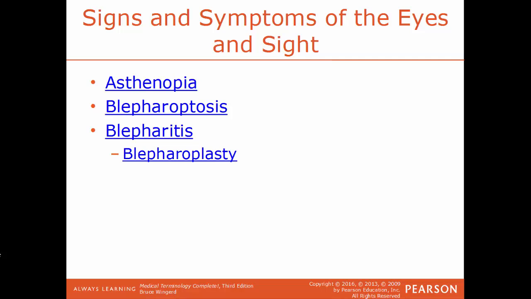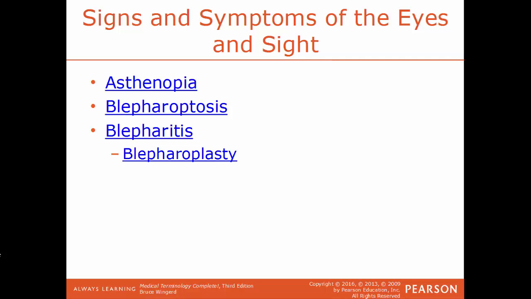Alright, now we'll talk about some particular signs and symptoms of the eyes and of sight. First one, asthenopia is another term for eye fatigue or eye strain. There's a lack of strength within the eyes. Your next term, blepharoptosis. This is an abnormal sagging or drooping of an eyelid. Blepharitis is an inflammation of the eyelid.